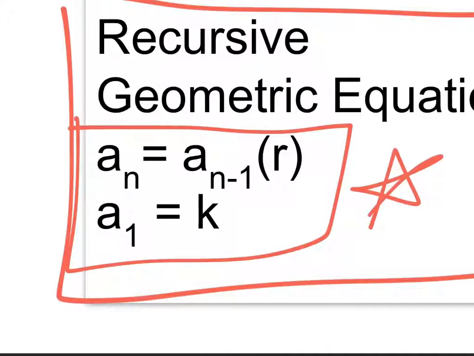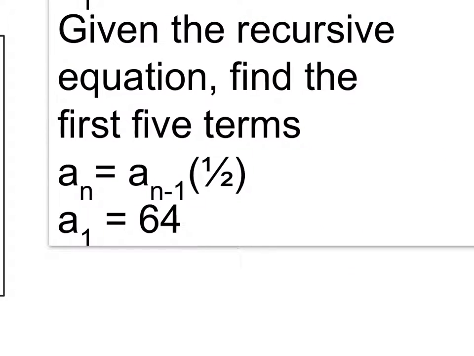What is r and how is it different from d? How is the ratio different from the common difference? Well, we know that's the same number that we're going to be multiplying to each term as we find subsequent terms in the sequence. So let's explore this further. Let's take a look at this problem. It says, given the recursive equation, find the first 5 terms.